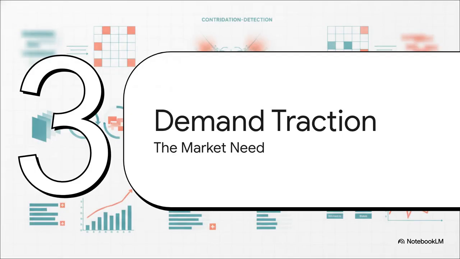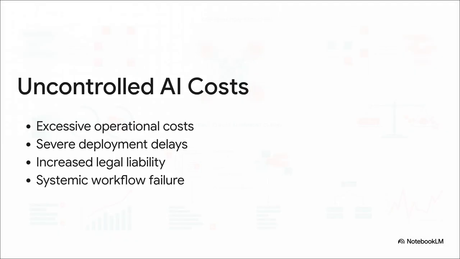Let's move on to Section 3, Demand Traction. Demand isn't just theoretical. It appears the very moment a repeated failure becomes way too expensive to ignore. When AI outputs fail to survive the rigorous review of your decision makers, your engineers, or your legal team, the costs absolutely skyrocket. Uncontrolled generation creates massive operational drag. It grinds deployment to a total halt, and it opens up the company to legal and reputational nightmares.